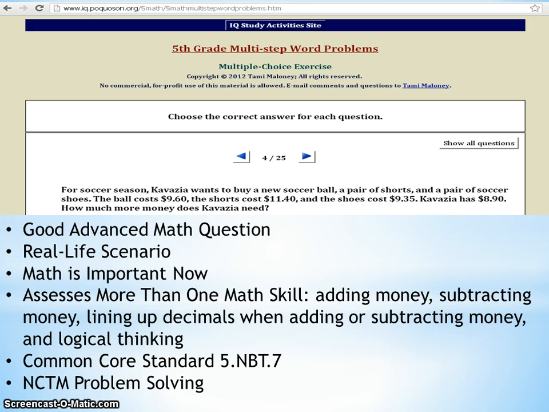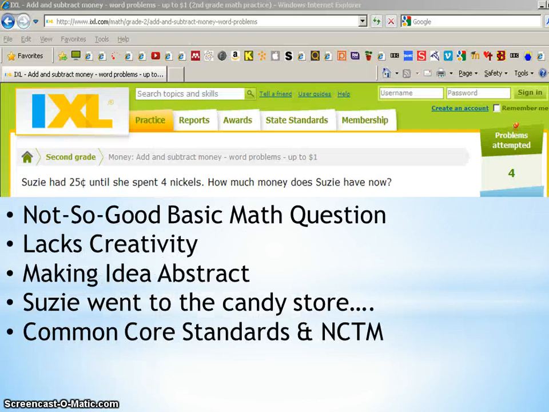This problem is also considered good because it is in line with Common Core Standard 5.NBT.7, which focuses on adding, subtracting, multiplying, and dividing numbers to the nearest hundredth. As far as an NCTM problem-solving standard, it does fall in line with the students being able to apply and adapt appropriate strategies to solve problems. And these are the reasons why this is an example of a good advanced math question.